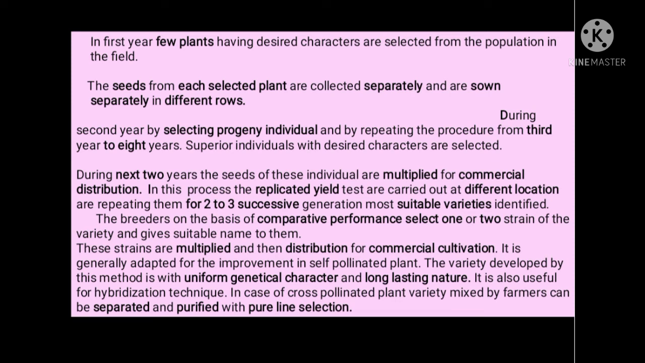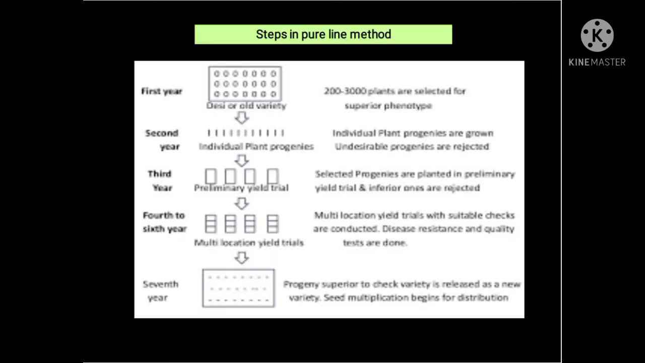In the case of cross-pollinated plants, the varieties mixed by the farmers can be separated and purified with pure line selection. Steps in the pure line selection method: in the first year, 200 to 3000 plants are selected for superior phenotype. In the second year, the individual plant progenies are grown and undesirable progenies are rejected. In the third year, preliminary yield trials are carried out. The selected progenies are planted in preliminary yield trials and inferior ones are rejected.